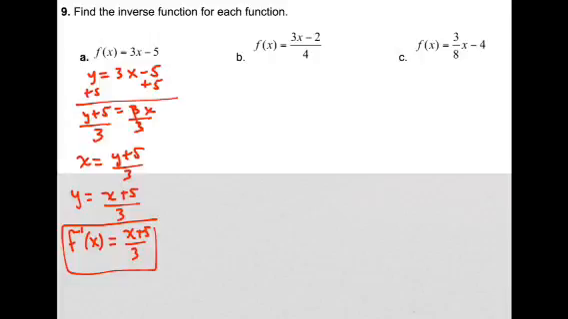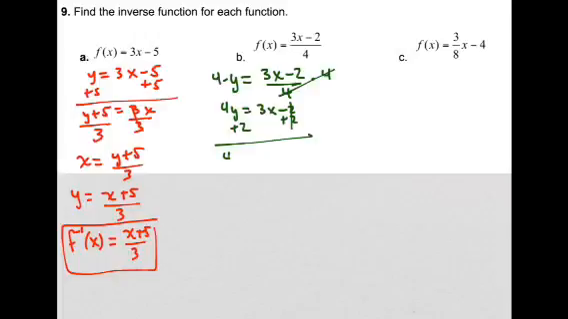Okay, letter B, you have same steps. We're going to switch the f of x to y. Now we're going to solve for x. So first thing I'm going to do is multiply by 4. So that cancels the 4 right there. So now I've got 4y, 3x minus 2. So I'm going to add 2. So 4y plus 2 equals 3x.